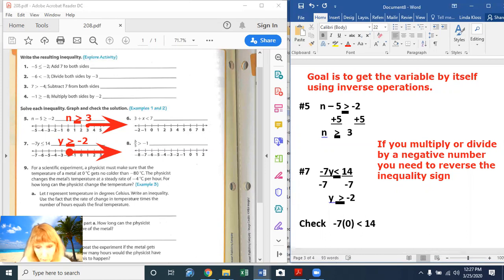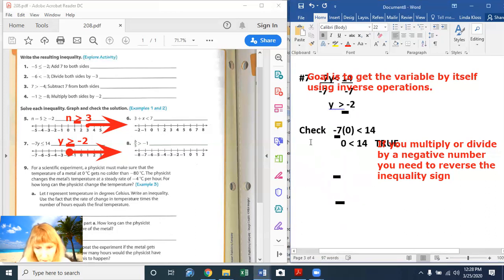Or less than or equal to? So 0 is less than 14. Is that true? Yes, that is a true statement. So we did the inequality correctly. We solved it correctly. Okay, the last one I would like to do is number 9.